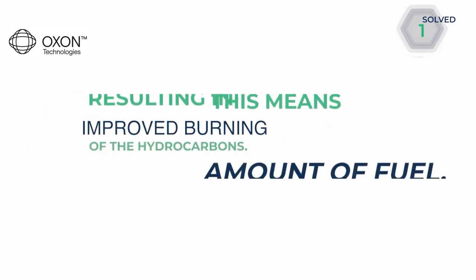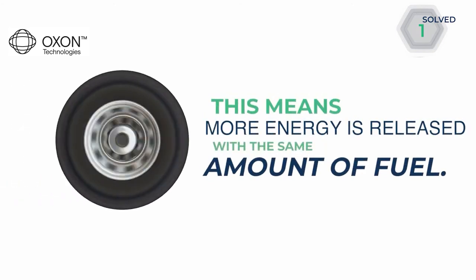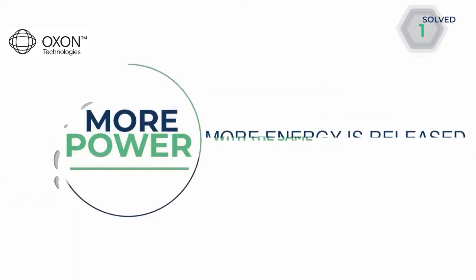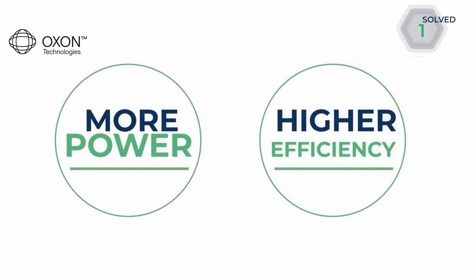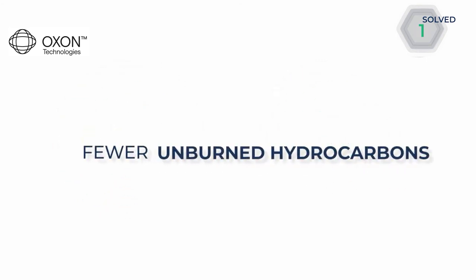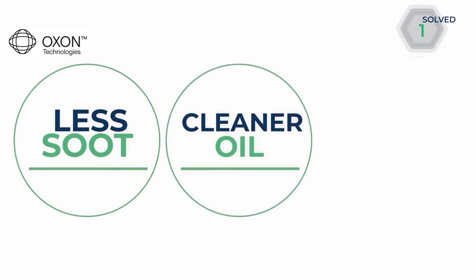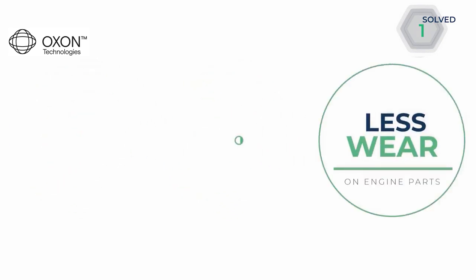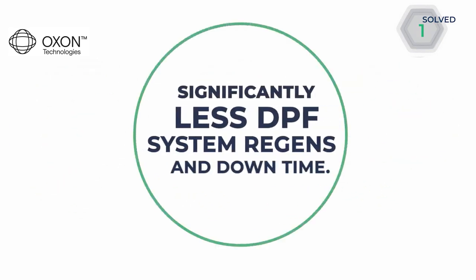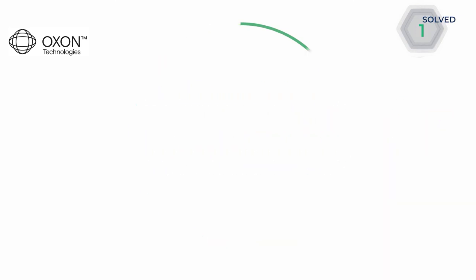This means more energy is released with the same amount of fuel. You get more power and higher fuel efficiency. It also means less unburned hydrocarbons. So again, less soot, cleaner oil, less wear on engine parts and emission systems. So yeah, significantly less DPF regens and downtime.